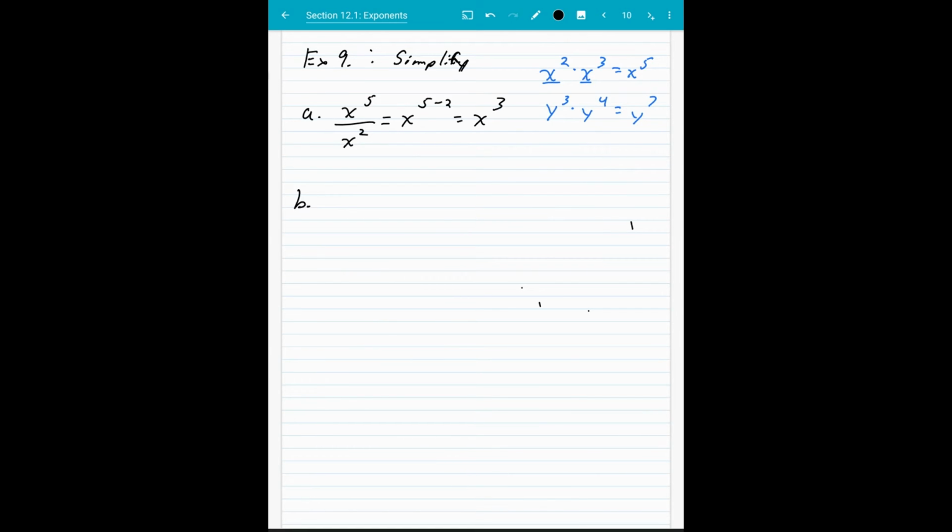So b, 4 to the 7th over 4 to the 3rd. Again, since the bases are the same and we're dividing, we're going to subtract the bottom from the top. This will become 4 to the 4th power. And 4 to the 4th power simplifies to 256.